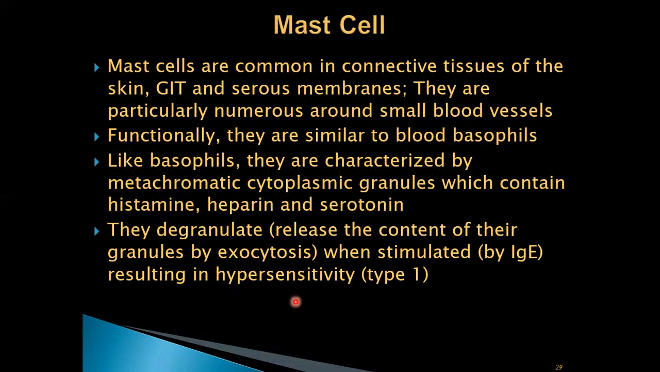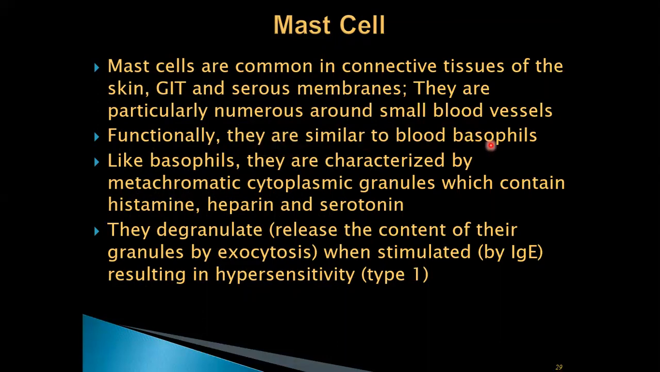The mast cells are very common cells. They are present in the connective tissue. If you remember the cells of the connective tissue, mast cell is one of them. It's present in skin, GIT, serous membranes. They are particularly numerous around small blood vessels. Remember, this is a very important location.